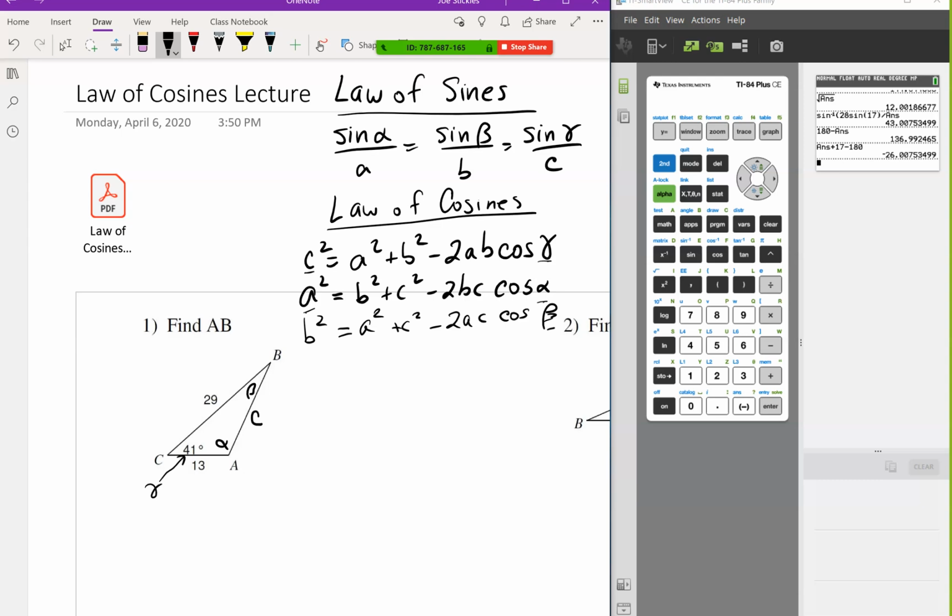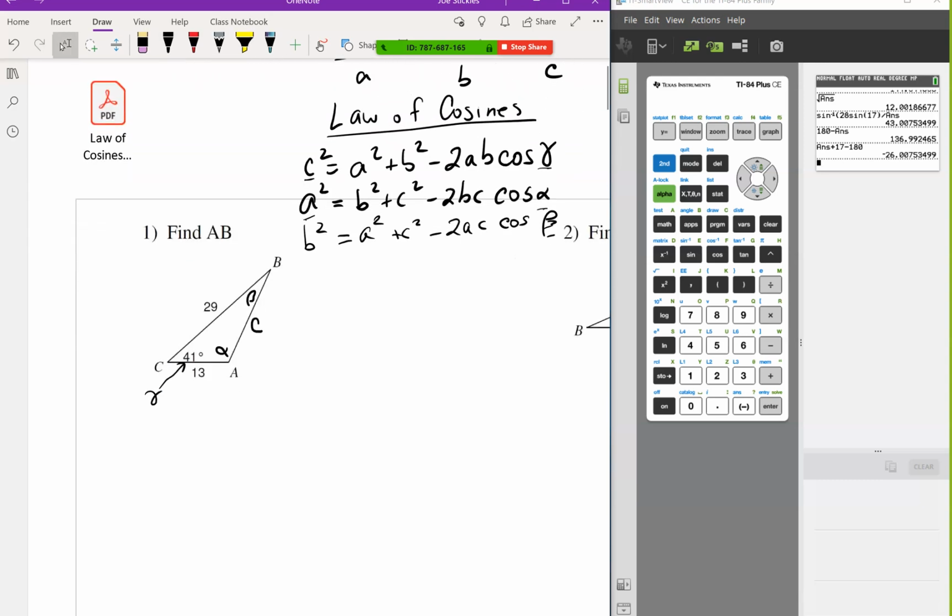Okay, so if you think about your congruence theorems from geometry, we use the law of cosines when we have two sides and an included angle, or if we have three sides. These two tell you that you want to use law of cosines.